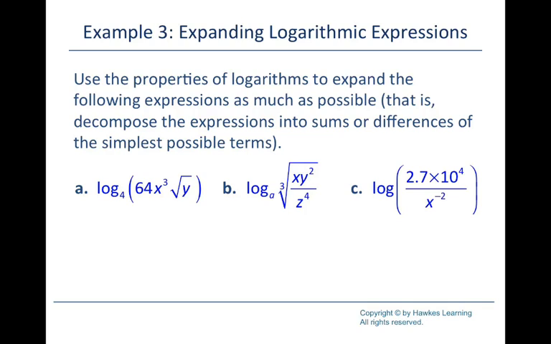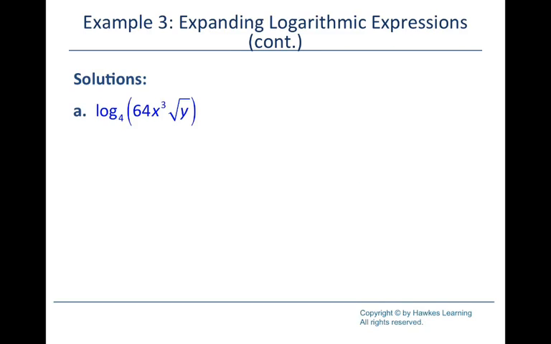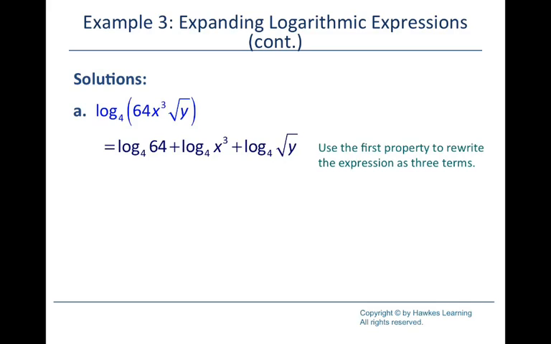So we've got three things multiplied together in there. And log base 4, so you're going to end up with log base 4 of 64 plus log base 4 of x cubed plus log base 4 of the square root of y. We've separated everything that was multiplied together and added them. Now, 64 is 4 cubed, so that actually has an answer. That answer is going to be 3. Then we're going to bring that 3 in front in the middle term.